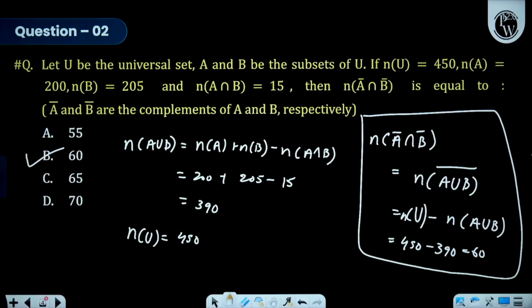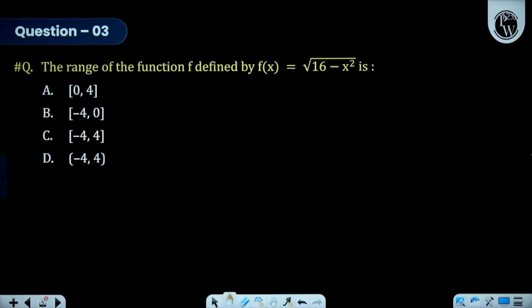I hope there is no problem in this. Let us move on to the next problem. Here it says: the range of the function f defined by f of x equals under root 16 minus x square is. We need to find the range of this function, and you can definitely pause this video and take 30 seconds to solve this. All right.